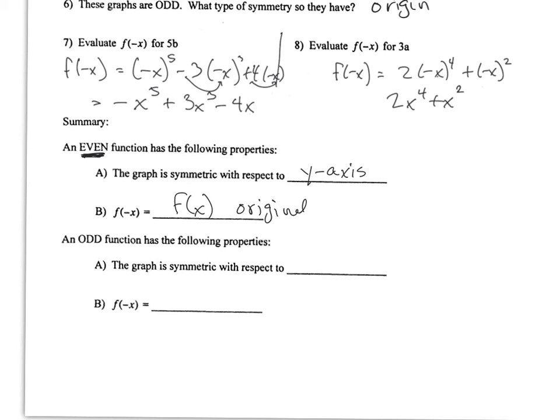But if you have an odd function, then the graph has symmetry with respect to the origin, or is a 180-degree rotation. You spin it rather than fold it. And when you plug in a negative x, you end up with the opposite of your original. All the signs are opposite.